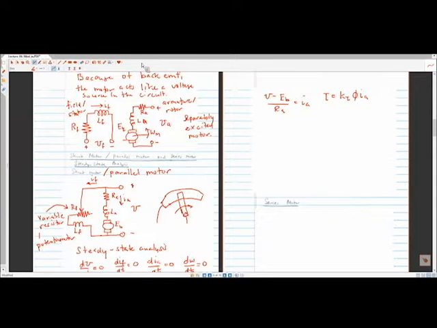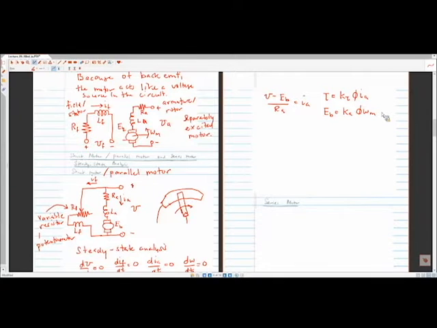Back EMF, also from Wednesday, is related to the back EMF constant times the flux times the angular velocity of the motor. The last piece of information, we're going to hold off on that. This is assuming that we know what the flux is. We'll talk about that in a little more detail later. We're saying we have a constant flux. We can now relate the torque to the voltage applied at the terminals.